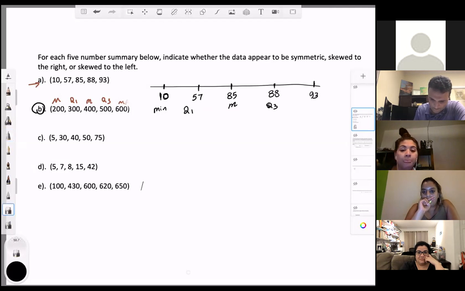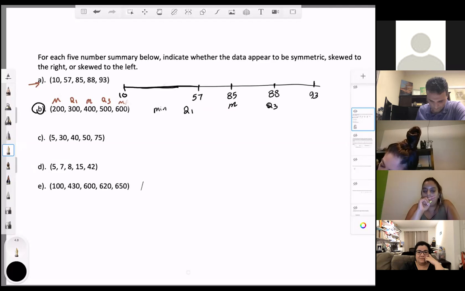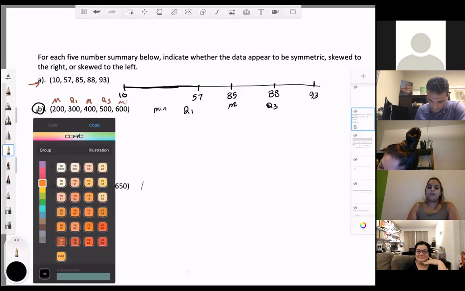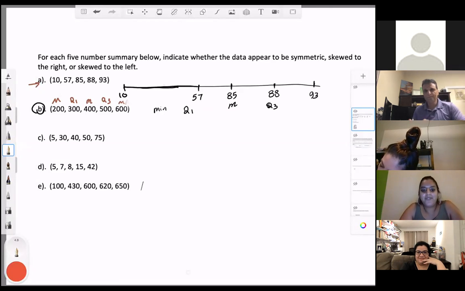So the way I did it, that's not 10 here. Correct? Yes, sir. Don't give up. So this is a minimum. The range of data is from 10 to 93. You subtract, you get 83. That's the range.